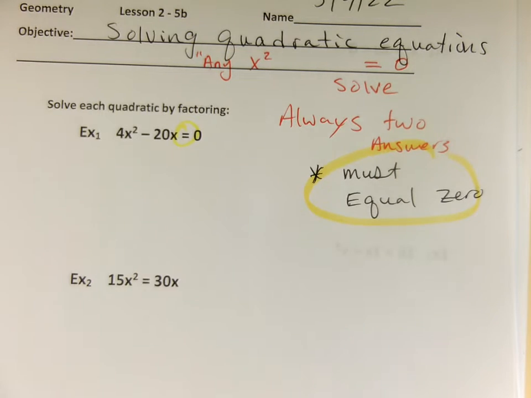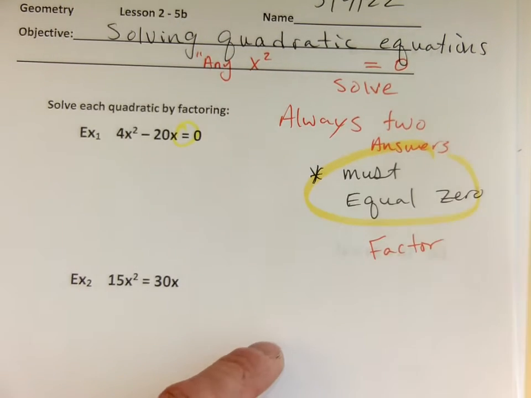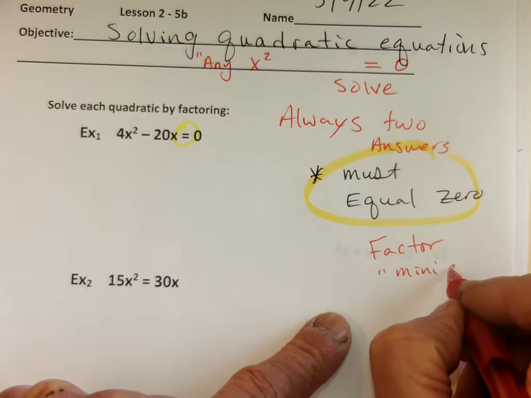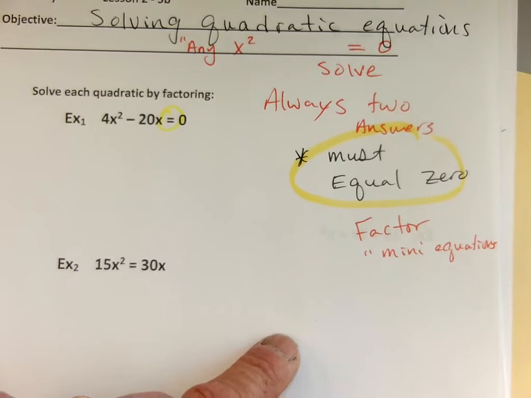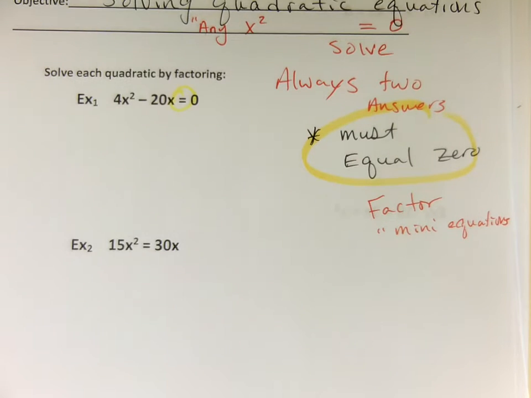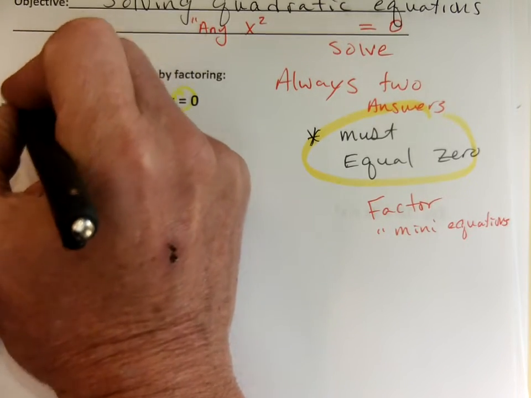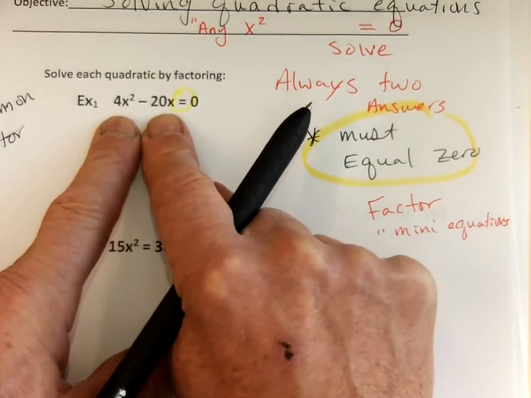After that, we want to factor. And the reason we like to factor is because it gives us our many equations. That's why we want to factor. So example one, I'll factor. It is not a trinomial. It's a binomial, so I'm going to common factor. And what I see, this is like the one Dylan did on a warm-up, right?